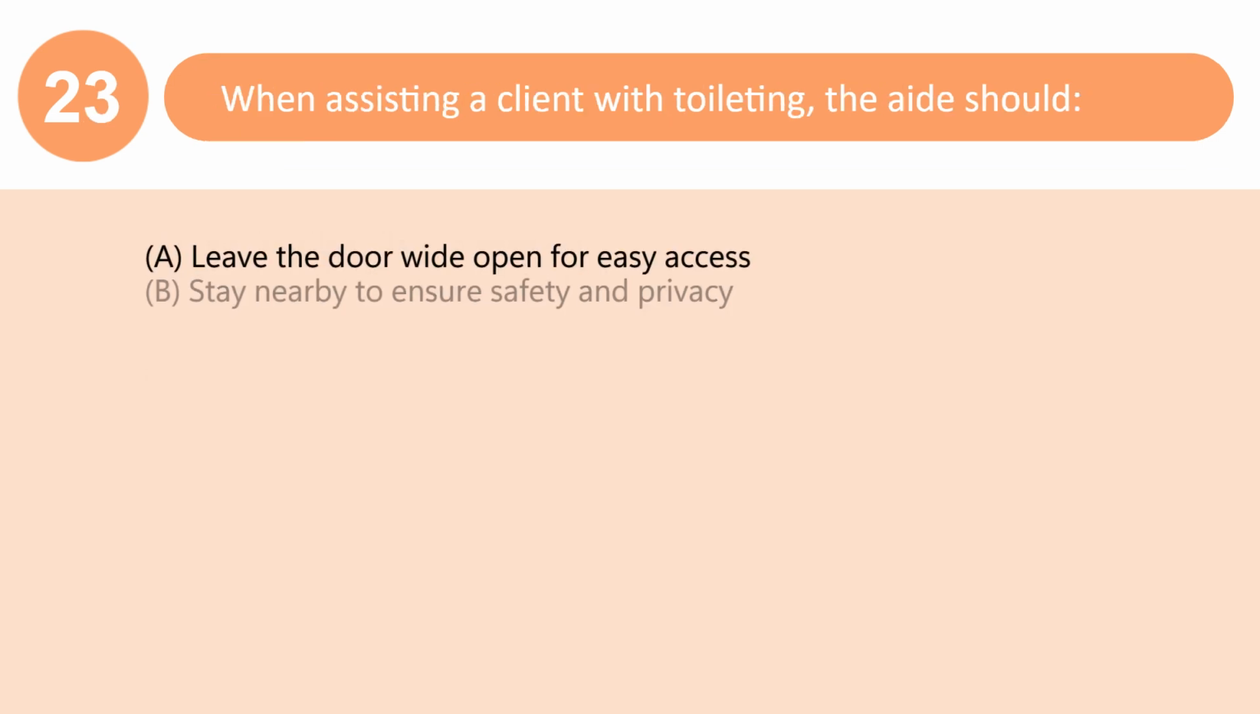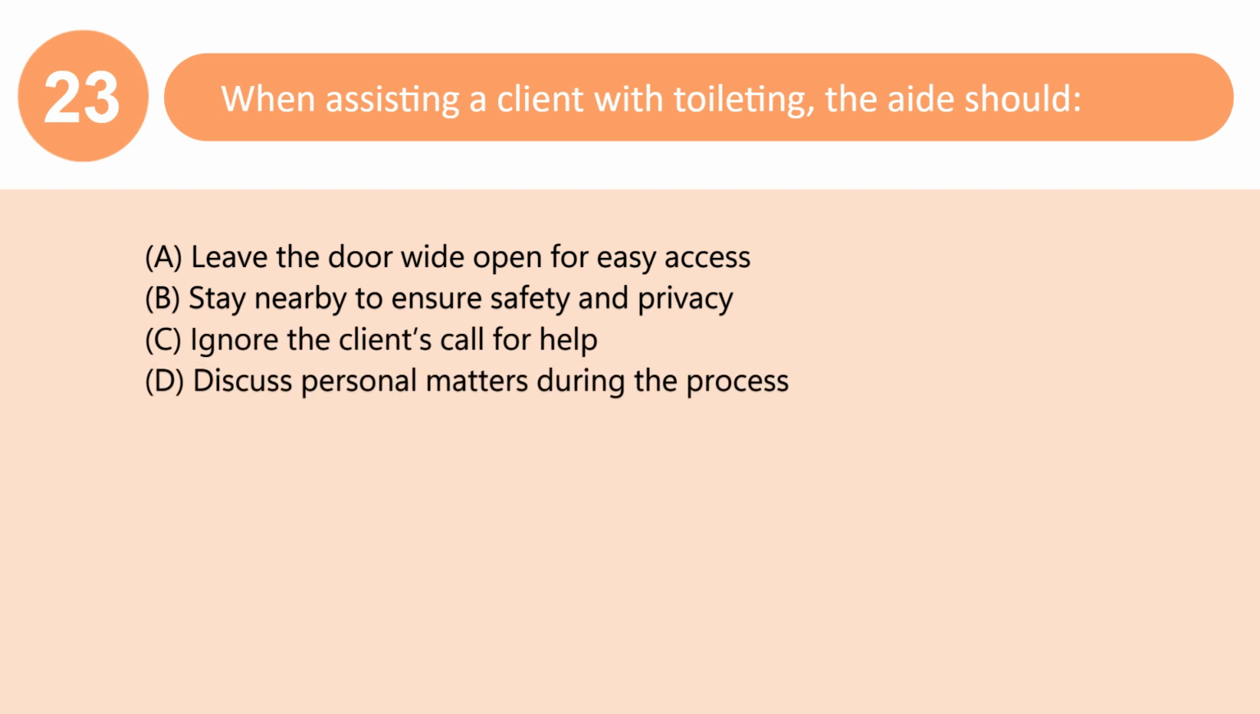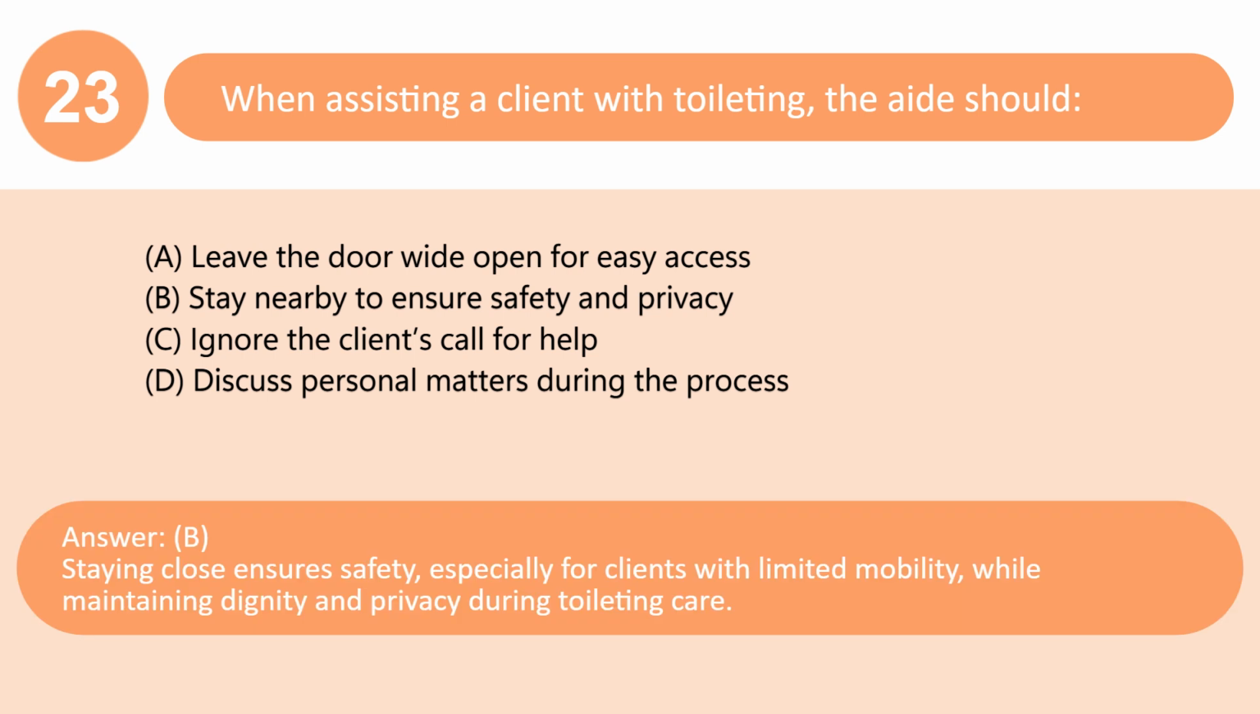When assisting a client with toileting, the aide should: A. Leave the door wide open for easy access. B. Stay nearby to ensure safety and privacy. C. Ignore the client's call for help. D. Discuss personal matters during the process. Answer: B. Staying close ensures safety, especially for clients with limited mobility, while maintaining dignity and privacy during toileting care.